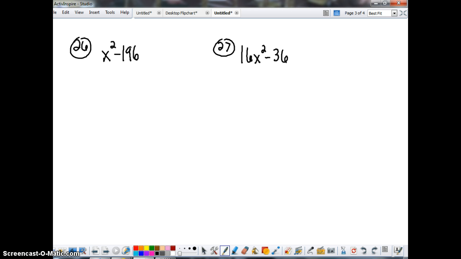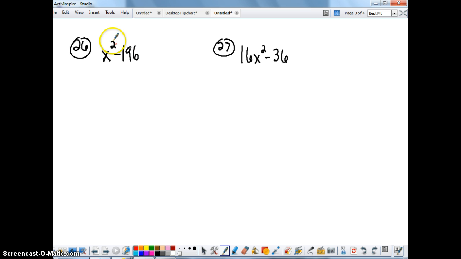So 26 and 27, both of these, the first thing I noticed is that they are two terms. So these more than likely are going to be difference of perfect squares. Remember, you should always be looking for a greatest common factor first when you do these problems. 26, there is not a GCF because there's no x in the second term, and there's no number in the first term besides 1, which we're not going to use as a GCF.